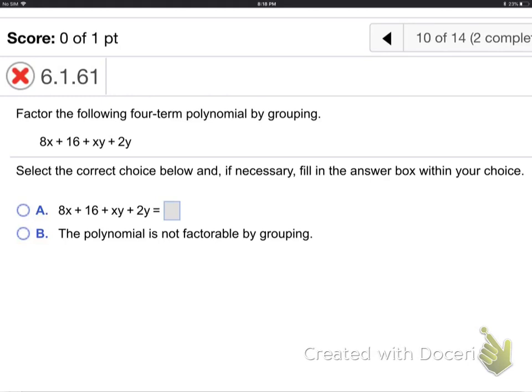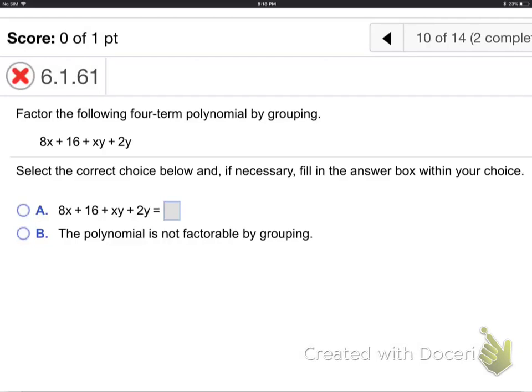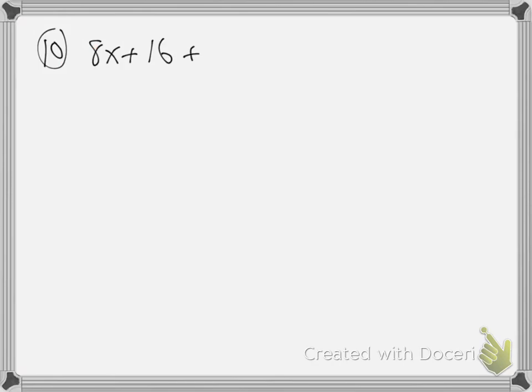So, in fact, let me rewrite it. Number 10, 8x plus 16 plus xy plus 2y. Okay, so there's the problem. They want me to factor that. This one's going to be a little different. Can you all read that okay?